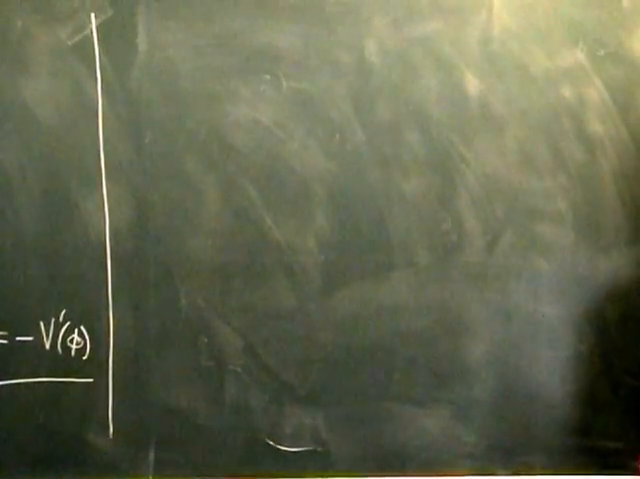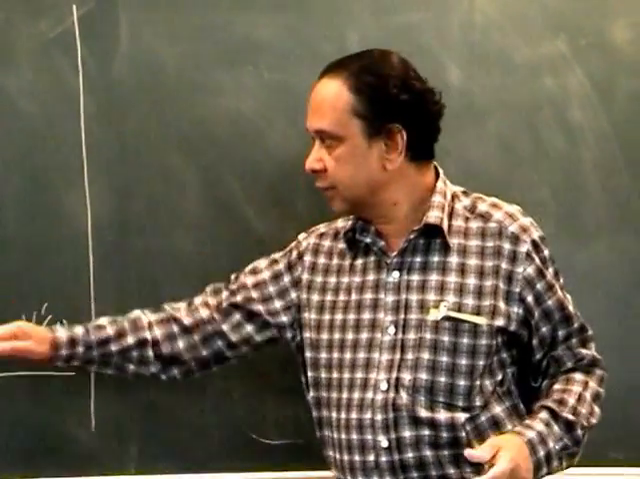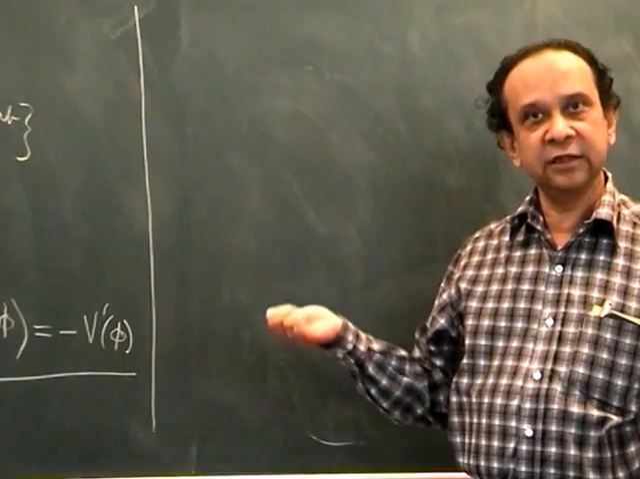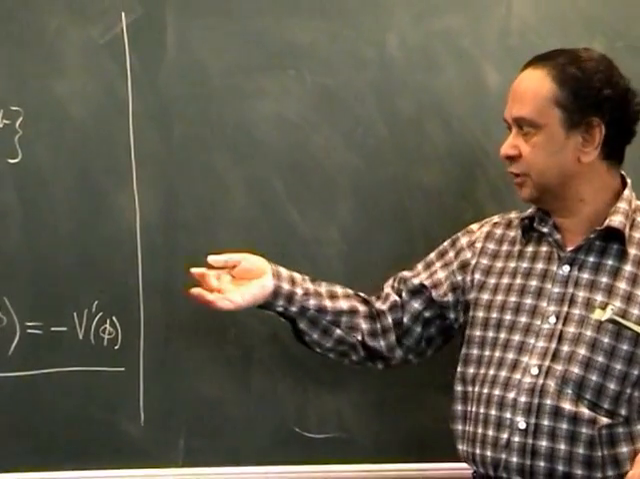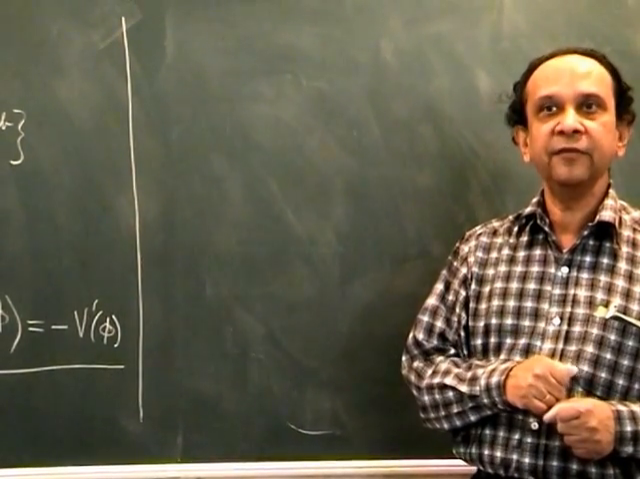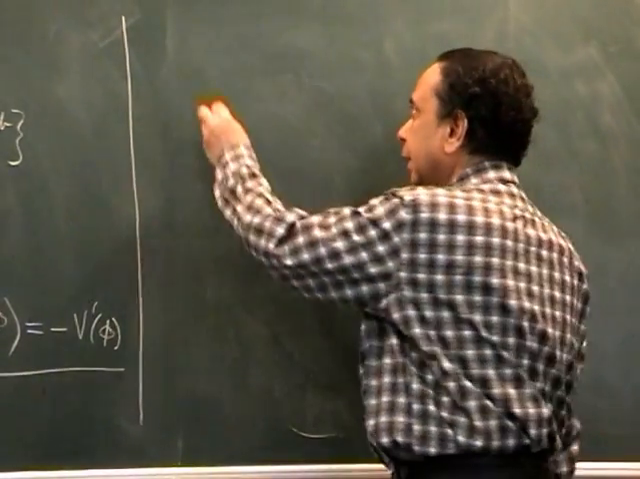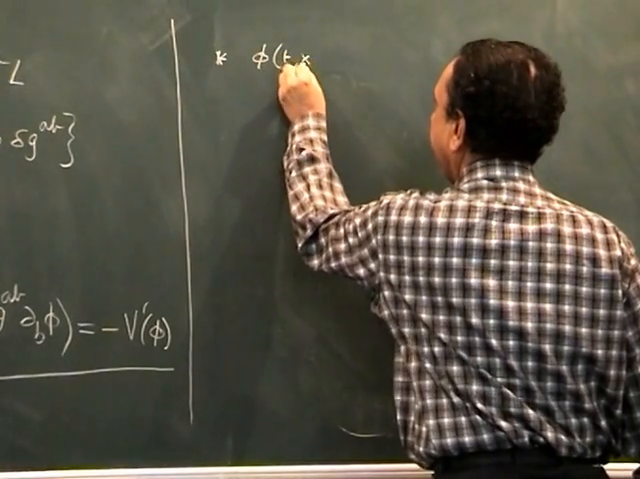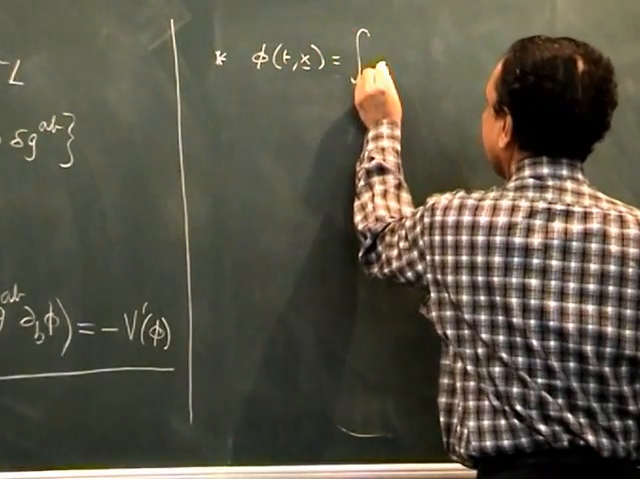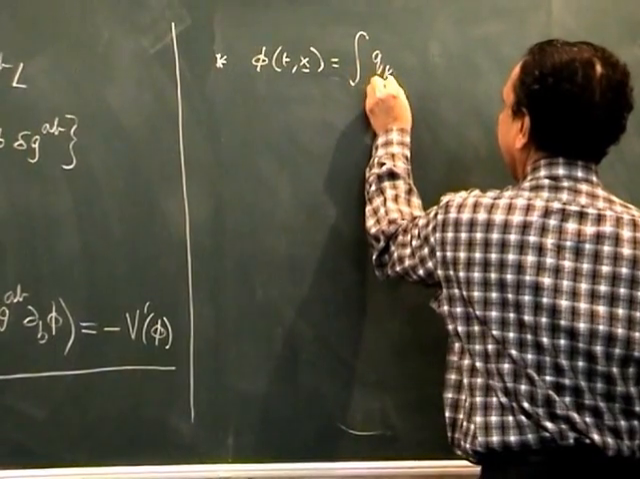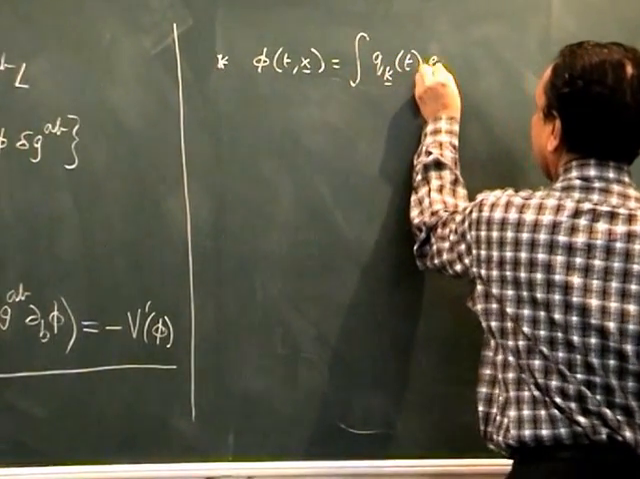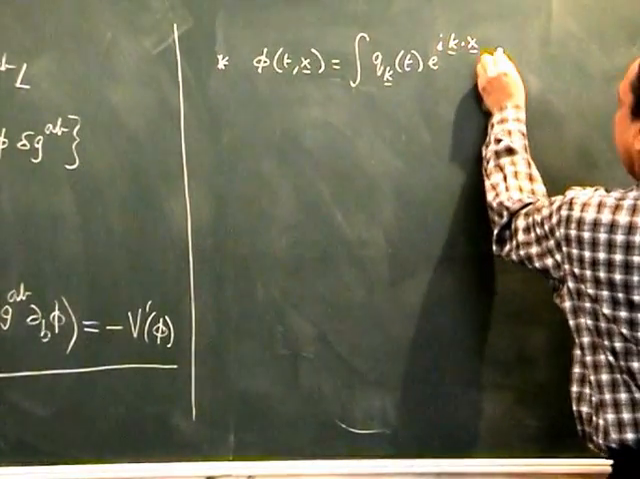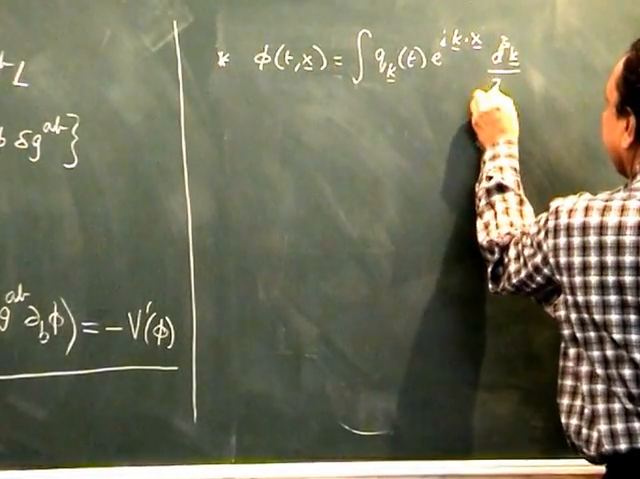How do you solve this? Okay, how do you solve this equation? Now the easiest way to do this is again to go into the Fourier space. So suppose you say that I take away the spatial part of the scalar field by saying that I am going to take phi of t comma x as integral q of k, t, e to the i k dot x, d^3k over 2 pi the whole.